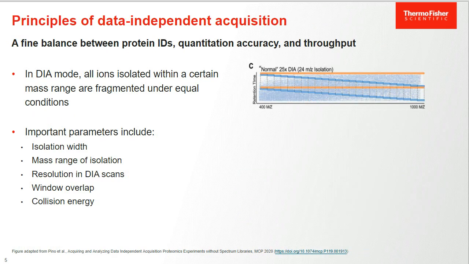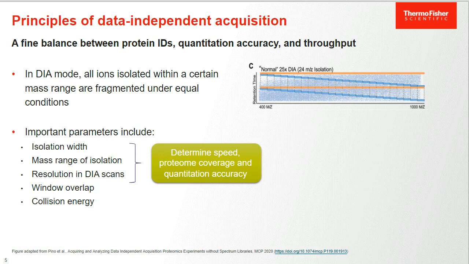Let's dive a little bit into principles of data independent acquisition. DIA scans include wide window isolation and fragmentation of precursors under equal conditions. The schematic here shows the precursor scan from m/z 400 to m/z 1000, followed by 25 DIA scans with the isolation window of 24 m/z and overlap of 1 m/z between each successive scan. For optimum results, several important acquisition parameters need to be optimized. These include isolation width, mass range, resolution, overlap between successive isolation windows, and collision energy.